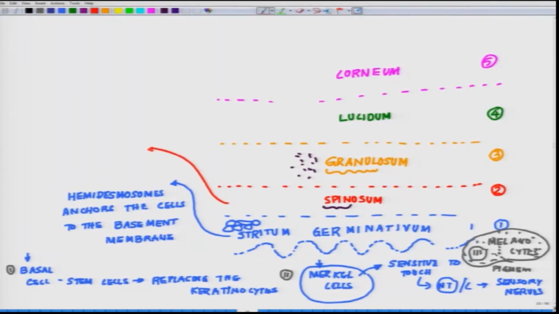spinosum, okay, which is the spinous layer or spiny layer, which I have already mentioned. Spiny layer. In this layer, these cells, just like here they are attached to hemidesmosomes, here these are attached to each other by spiny structures called desmosomes. Okay.